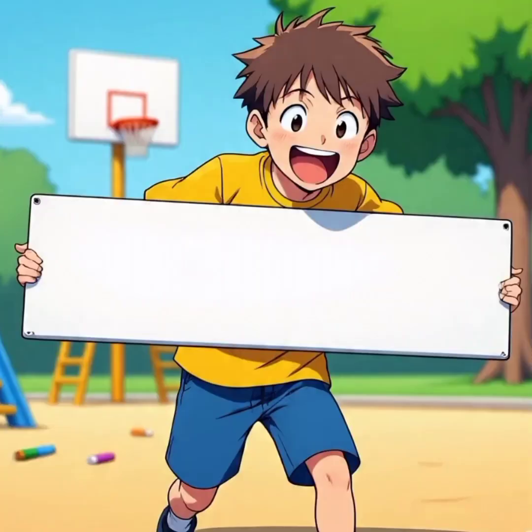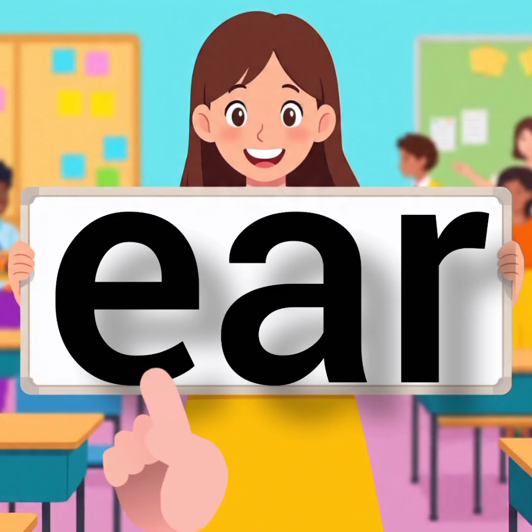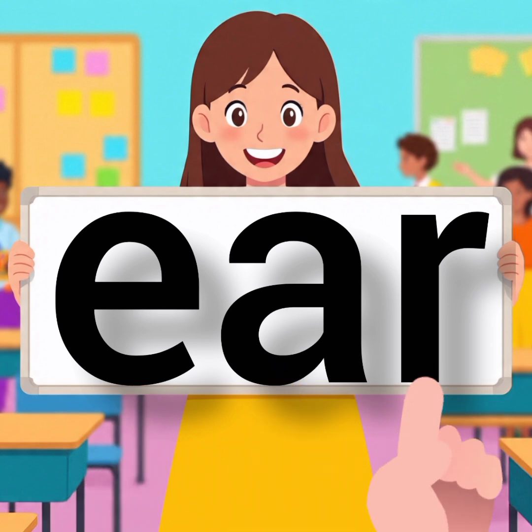In our class today, we'll be learning 3 letters that make one sound. 3 letters that make just one sound is called a trigraph. Say it, trigraph. So today we'll be learning the trigraph E-A-R. E makes the sound E, A says A, and R says R.